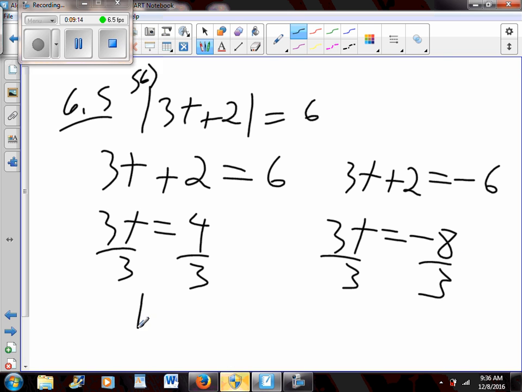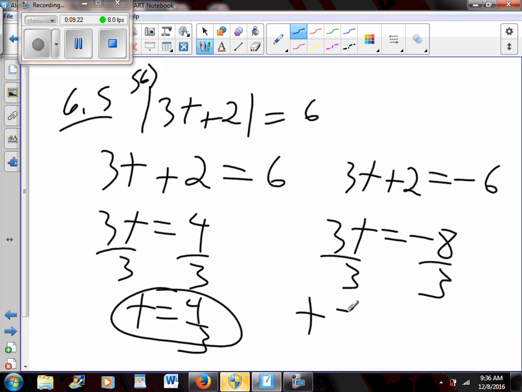And here, t is going to be equal to, I know it's an improper fraction. You can go ahead for purposes of these problems, leave it that way if that's the case. t is going to be equal to negative 8/3 here. You should substitute these values into the original equation just to make sure that they work.